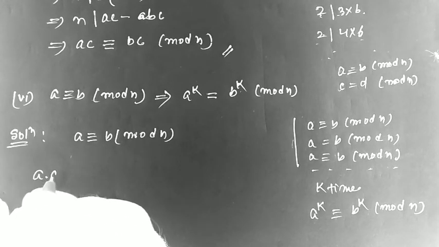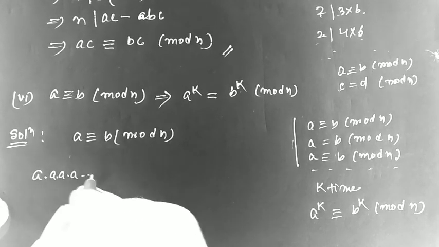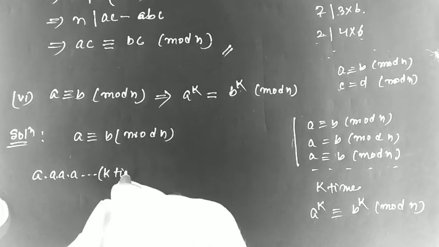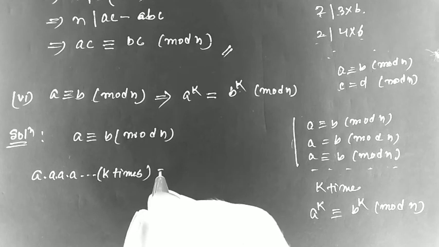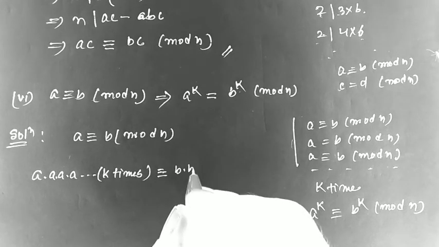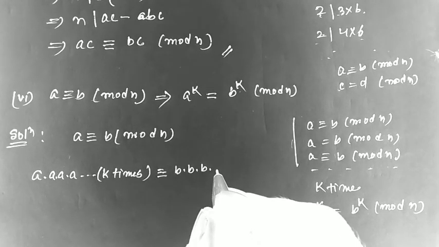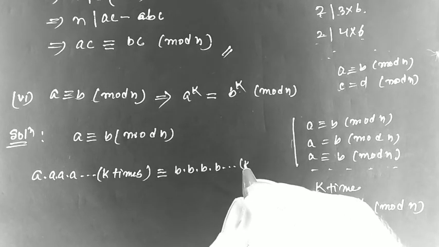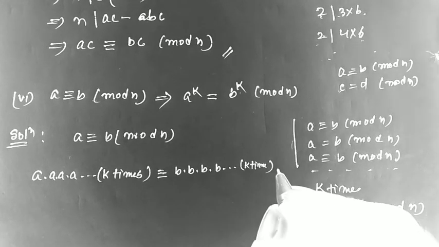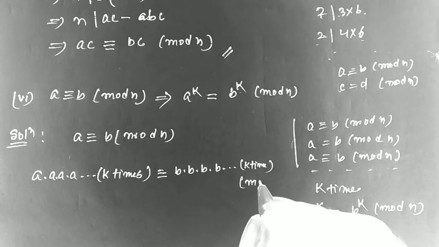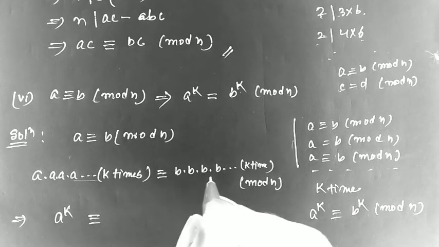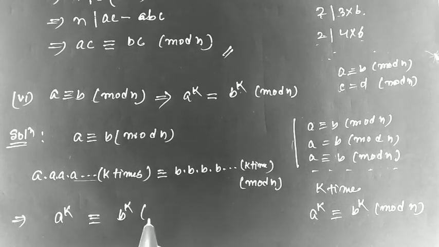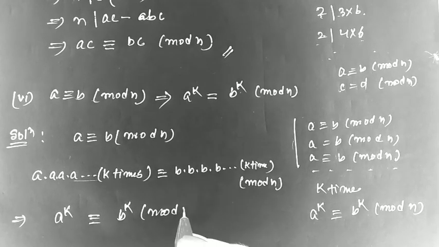a into a into a up to k times, if we multiply both sides, k times a, is congruent to b into b into b up to k times, mod n. Here a k times are there, that means a to the power k is congruent to b k times, b to the power k mod n.